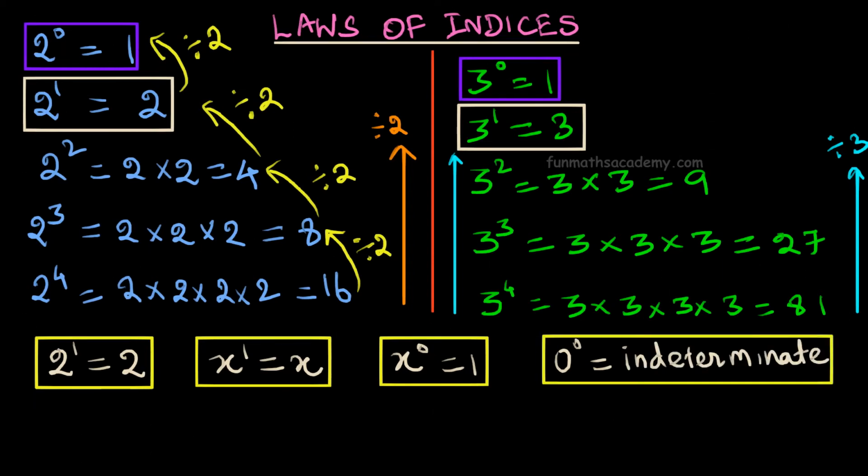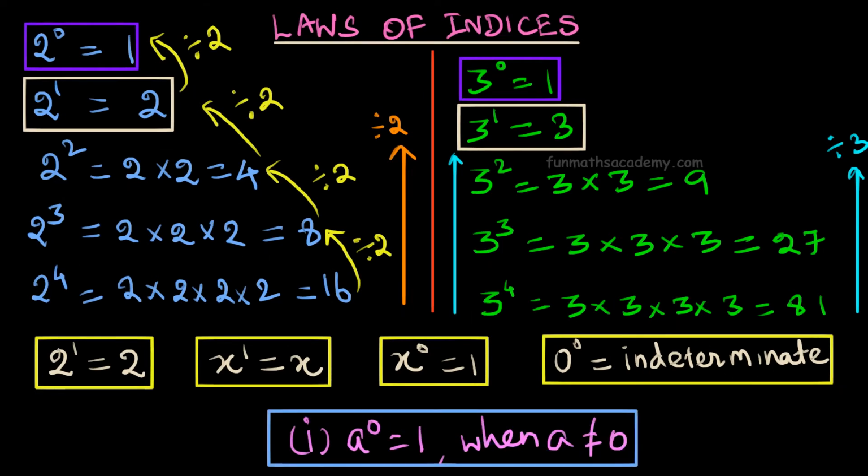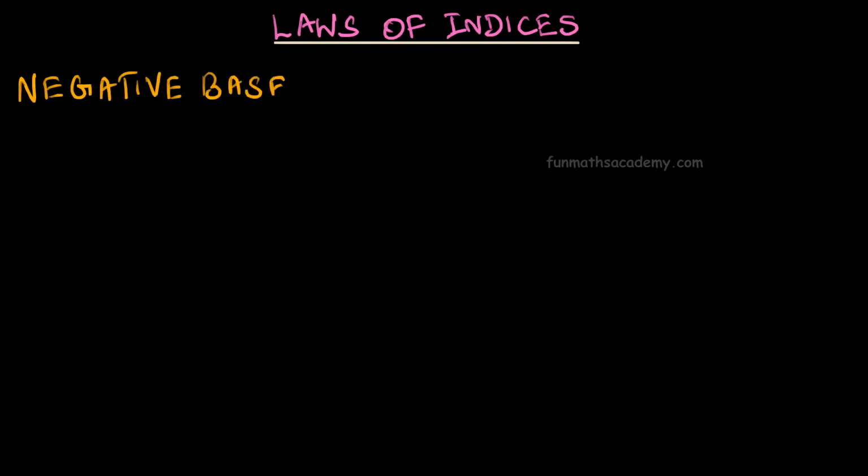This is one of the laws of indices, that is, a power 0 is equal to 1 provided a is not equal to 0. It means that any number you choose other than 0, that number to the power of 0 is always 1. There are many ways to prove this law, that a power 0 is equal to 1. We shall see that in detail in another video. So far, we saw how the power of positive numbers are calculated.